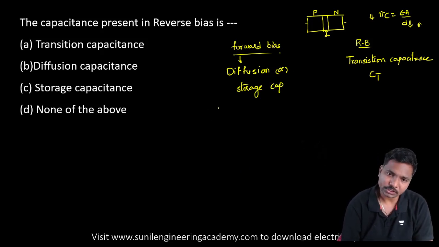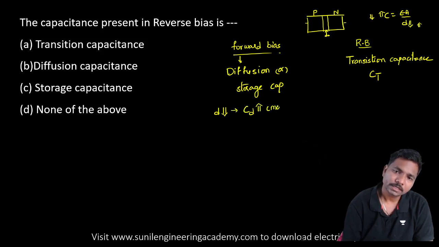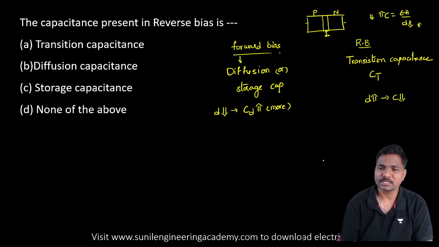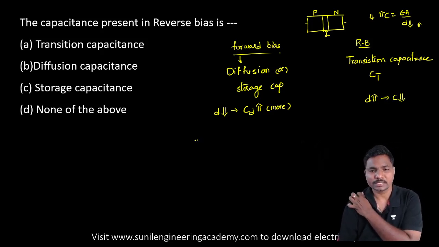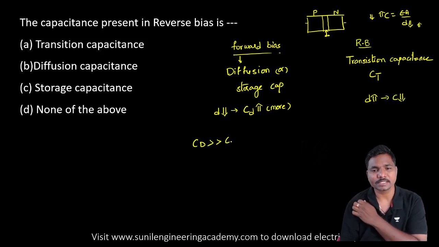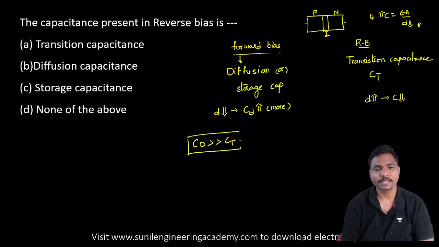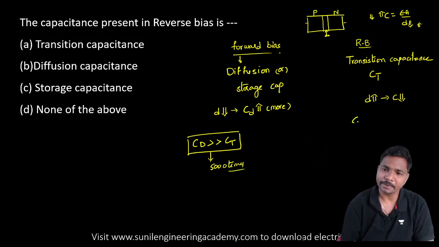In the forward bias, the distance between them is less, so capacitance is more. Here in reverse bias, the distance between the two is higher, so the capacitance is less. So here you can say CD is much greater than the CT. This is a very important one, guys. Nearly 5,000 times. And the CT depends upon the reverse bias voltage.